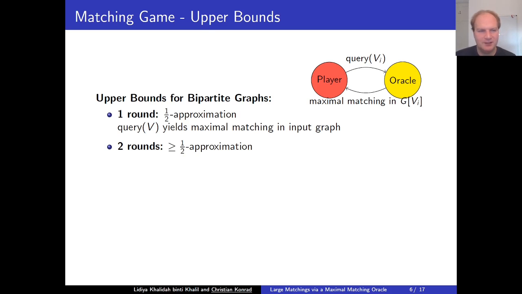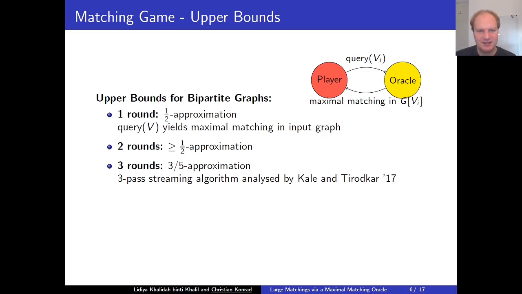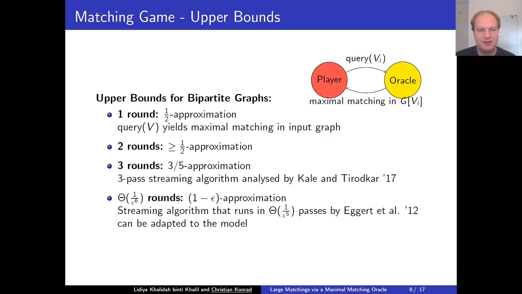Now, there's no particular algorithm known in the literature that would use two invocations of greedy that could be implemented in this model, but we know that in the 2-round situation, we have at least a 1/2 approximation. In 3 rounds, there is a data streaming algorithm analyzed by Kale and Tirodkar, and this streaming algorithm can be implemented directly in our query model, and this yields a 3/5 approximation. So in 3 rounds, we get a 3/5 approximation.